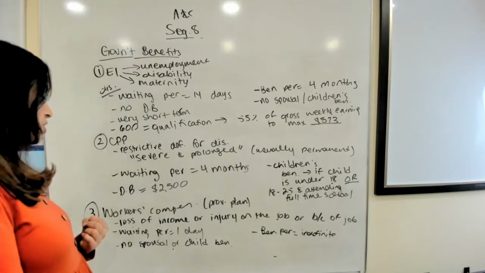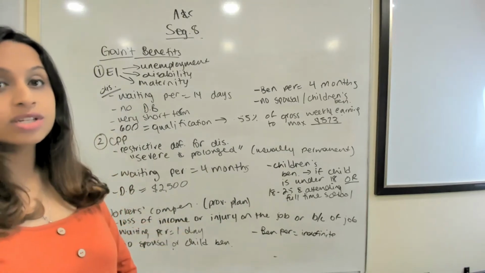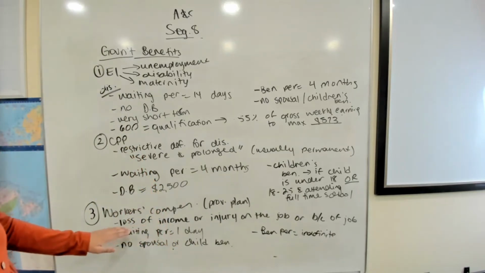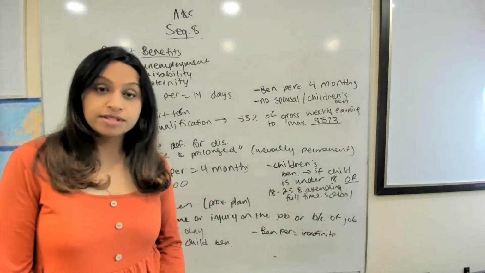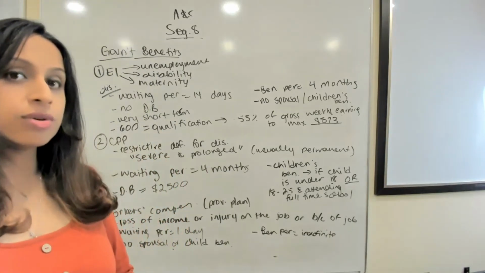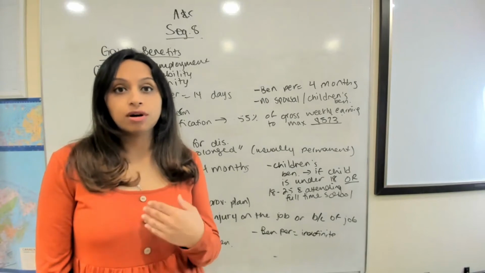And the last plan we're going to talk about is workers' compensation. Again, this is a provincial plan, so it's not the same for all of Canada. It's Ontario. So this will be applicable if someone has a loss of income or has injured themselves on the job or because of a job. And it's very, very important to remember that bit, that it has to be on the job or because of a job.